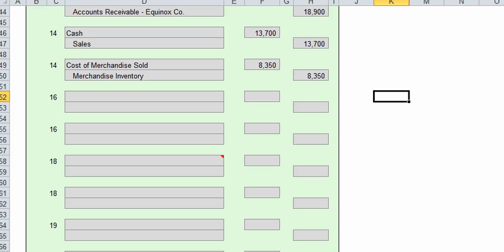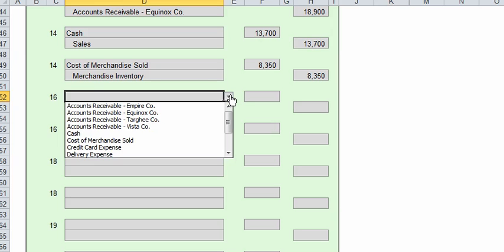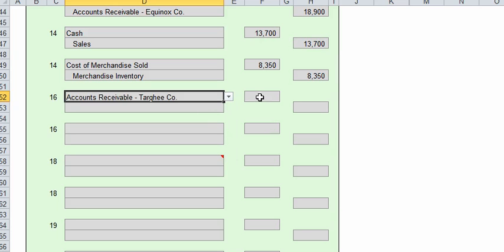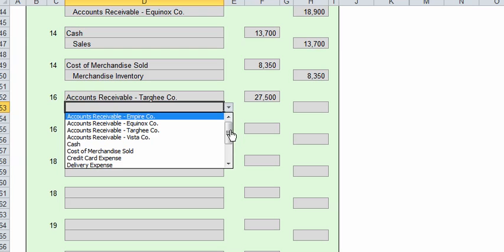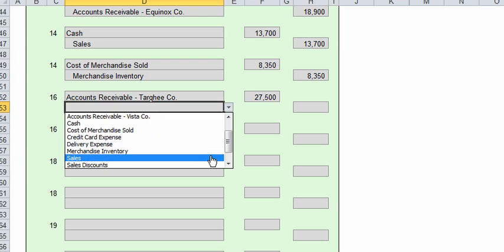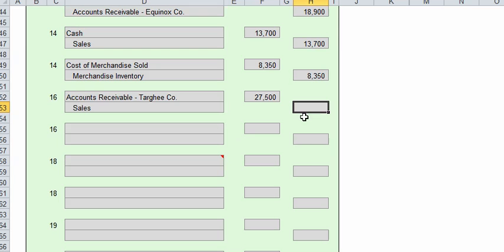Okay, first let's record the sale itself. If we made a sale to Target Company on account, then the accounts receivable balance for Target Company increased. It's an asset, and they increase on the debit side, $27,500. Our revenue earned for the year has now increased. Remember, revenues increase on the credit side, and our new revenue account is sales.